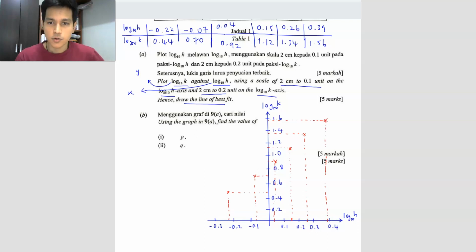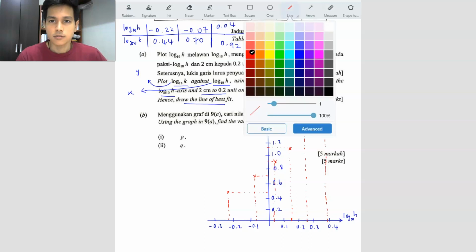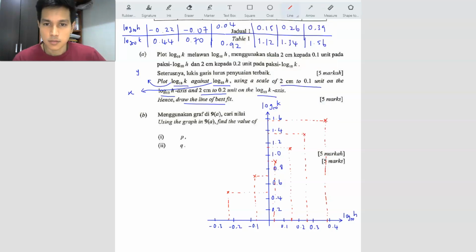Okay, so it's almost a straight line, right? So let us draw this. Your line should look something like this. Okay, your line of best fit. When you draw it, it's actually quite an easy one. It's not a difficult graph to draw, because the points are all very close.